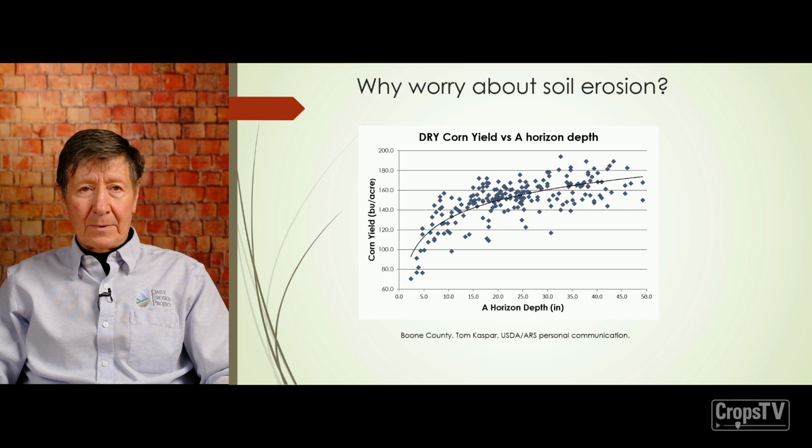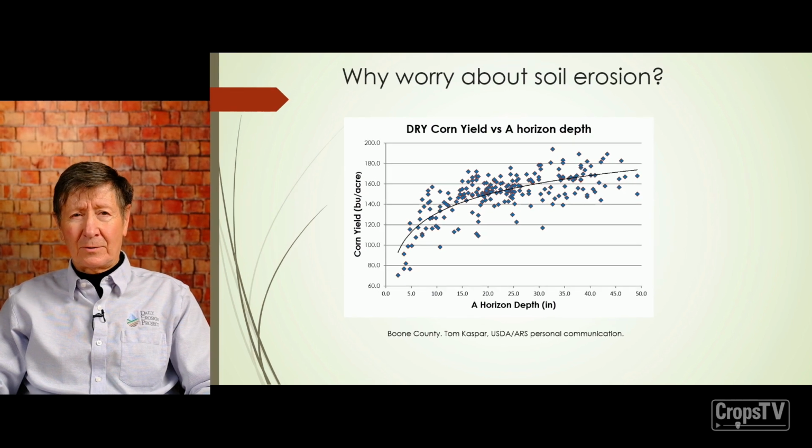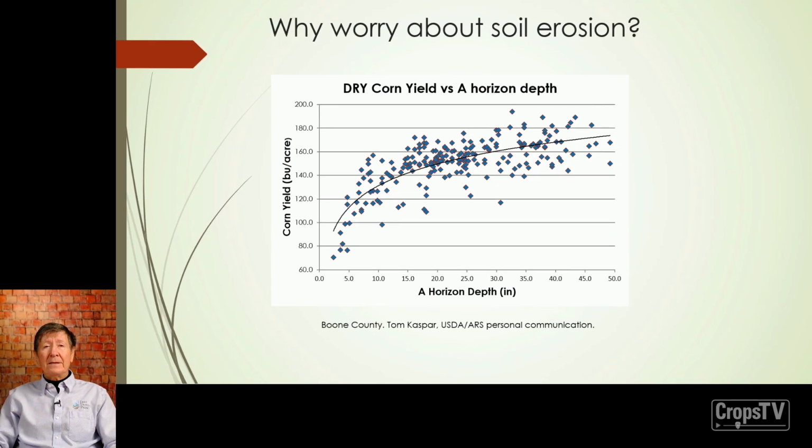of corn yield on the vertical axis, and on the horizontal axis is the A-horizon depth. Now, A-horizon is the topsoil. It's that organic matter-rich black layer. Iowa is known for its black soil, black gold. And anyway, what happens when that A-horizon diminishes in depth? The maximum depth on this axis is about 50 inches, and it goes down to 0 on the left-hand side. This data was collected in central Iowa between Ames and Boone.